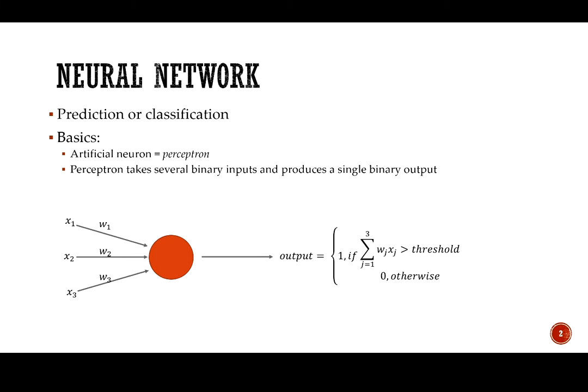In this slide, you can see a neural network unit named perceptron. Perceptron takes several binary inputs like x1, x2, and x3, and then produces a single binary output. It assigns some weight to each input variable, and then it calculates the weighted average, and if it is larger than its threshold, it returns 1, otherwise it returns 0.